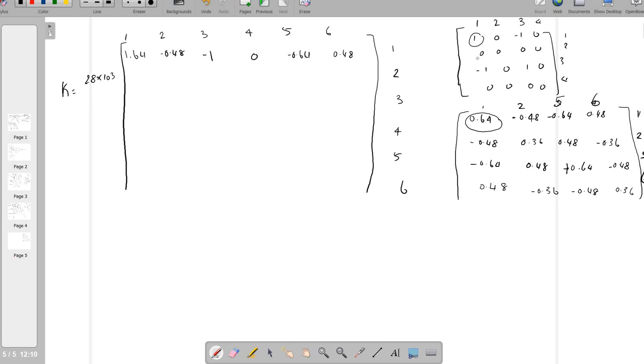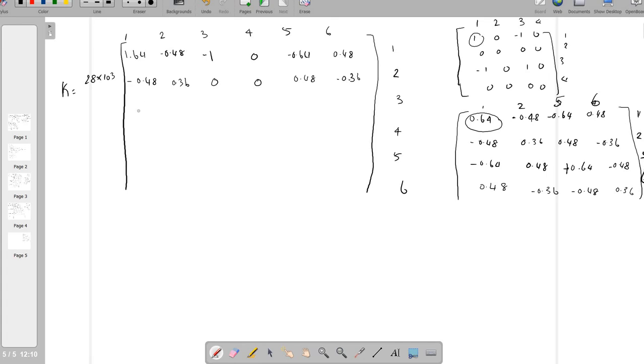Next one, we need 1 2. 1 2 is 0 here, and here 1 2 is minus 0.48, so it is minus 0.48. Next one 2 2. 2 2 is 0 here, and here 2 2 is 0.36. Next 3 2 is also 0, so no 3 2. 4 2 is also 0, as in the second matrix there is no 4 2. 5 2 is only available in the second matrix, it is 0.48. And 6 2 is minus 0.36.